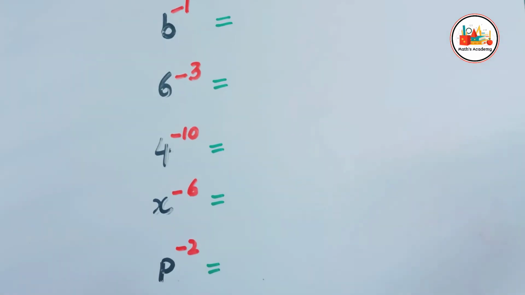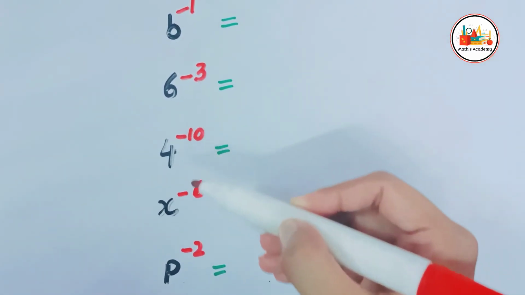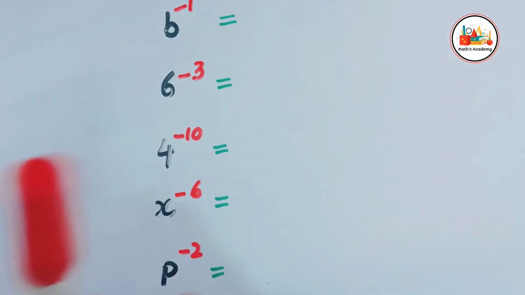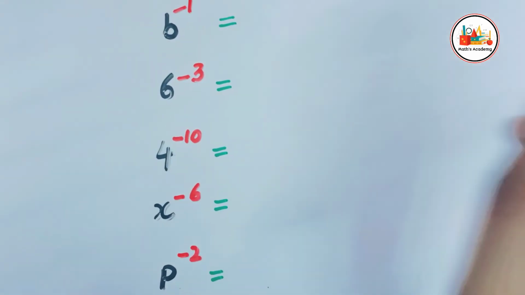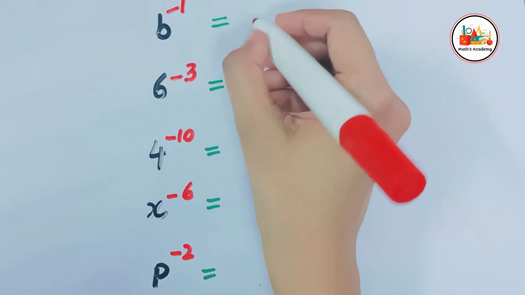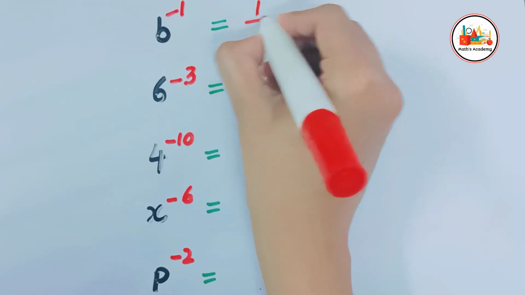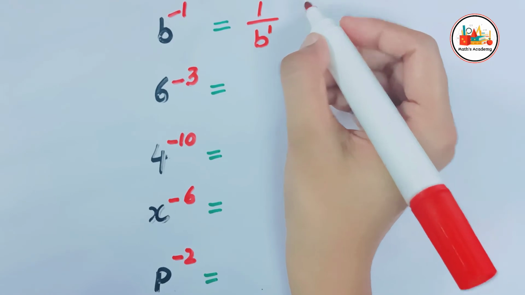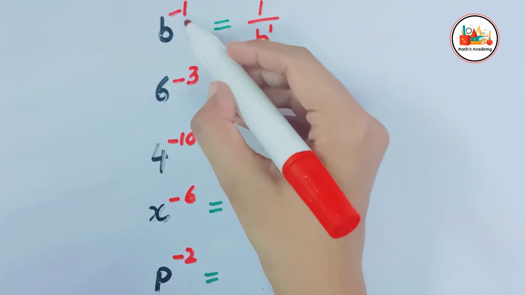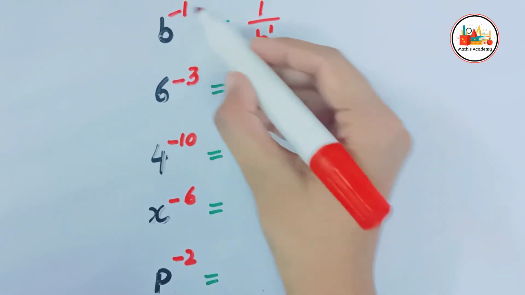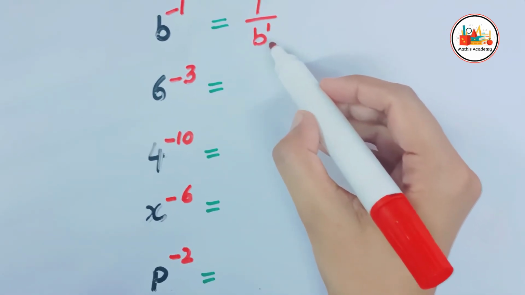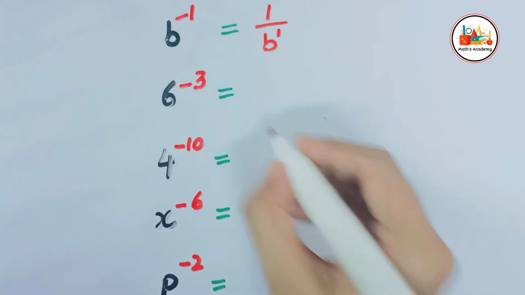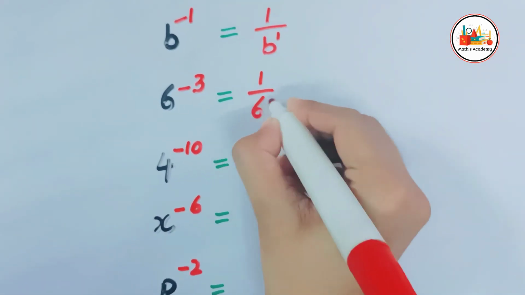Let's solve the following examples. You can see all the terms have negative exponents. So firstly, when we are going to solve negative exponents, we will simply take the reciprocal of our given terms. 1 over b raised to power 1. Whenever we take the reciprocal of our given term, its negative exponent converts into a positive exponent. Let's solve the second one. 6 raised to power minus 3. It will be equal to 1 over 6 raised to power 3.